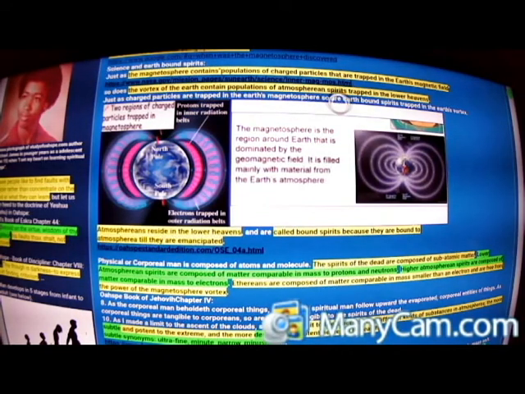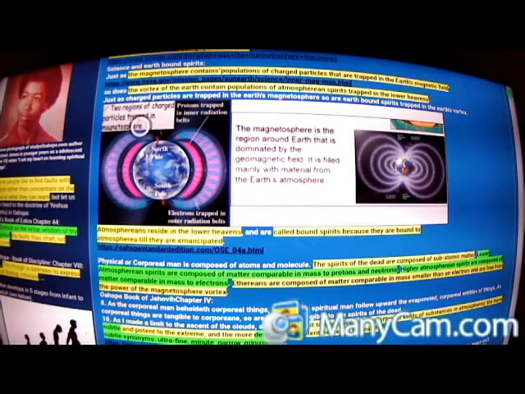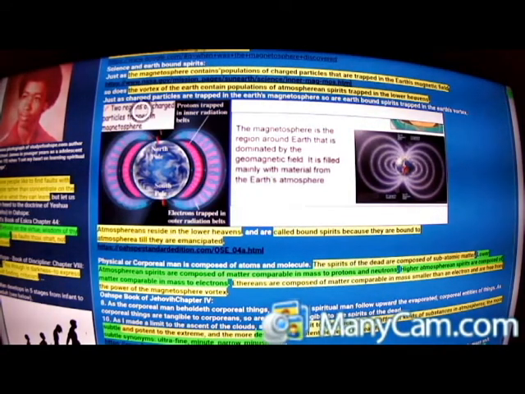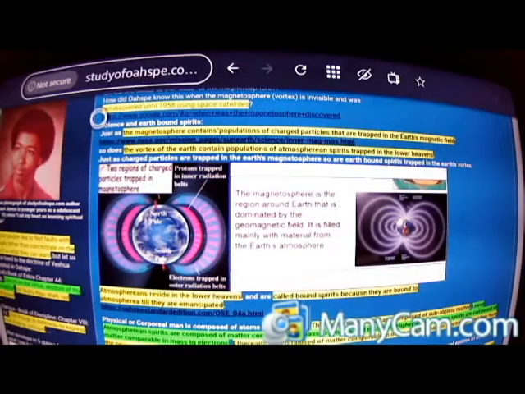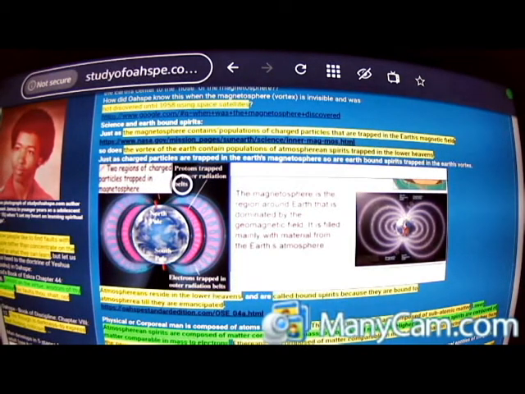And right here in this scientific illustration, it shows two regions of charged particles trapped in the magnetosphere. Protons trapped in inner radiation belts right there, and electrons trapped in outer radiation belts. And atmospherians reside in the lower heavens and are called bound spirits because they are bound to the atmosphere till they are emancipated. And that's from ospstandardedition.com.